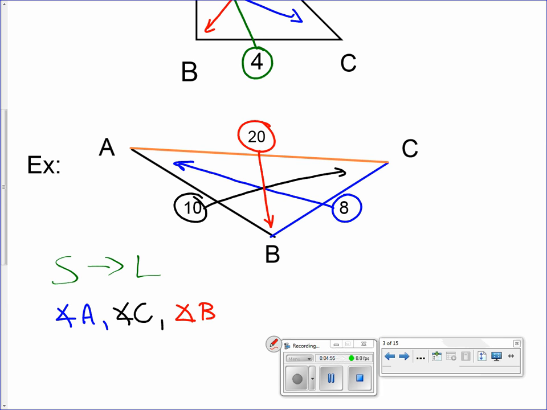Okay, so that's the order of the angles, A, C, and B. Now let's write it as an inequality. Again, I'm just going to put the M in front of it, which represents the mindset here that we're talking about the measure, the actual angle measure.